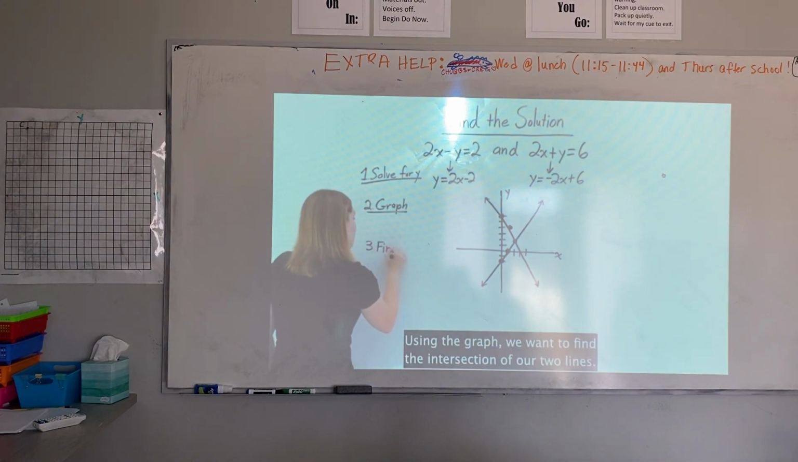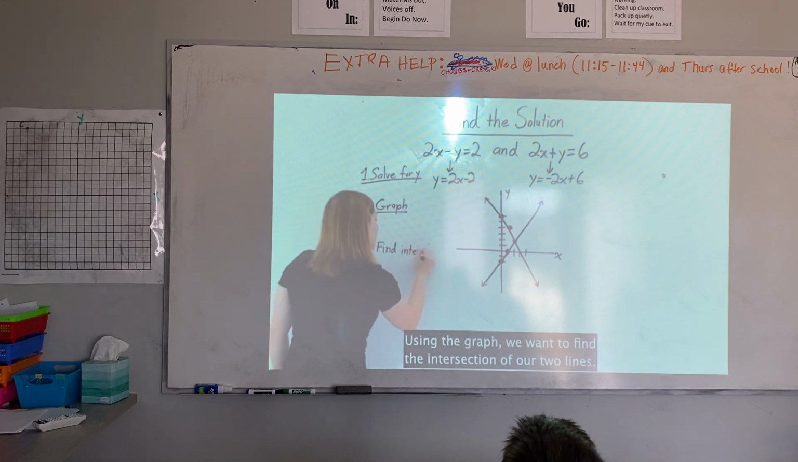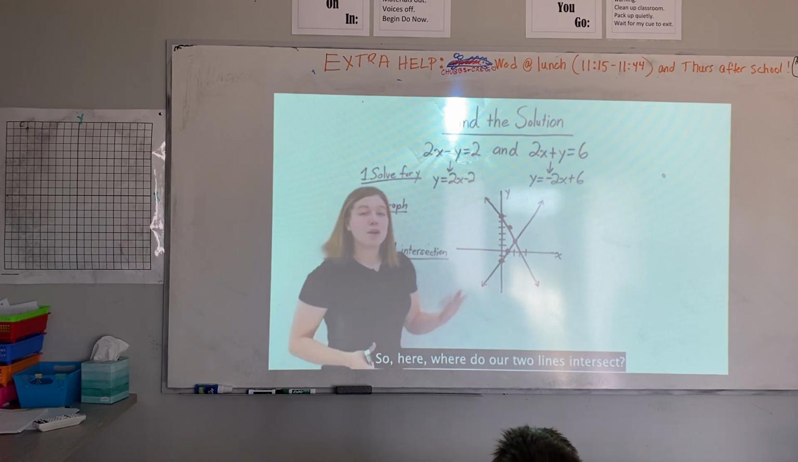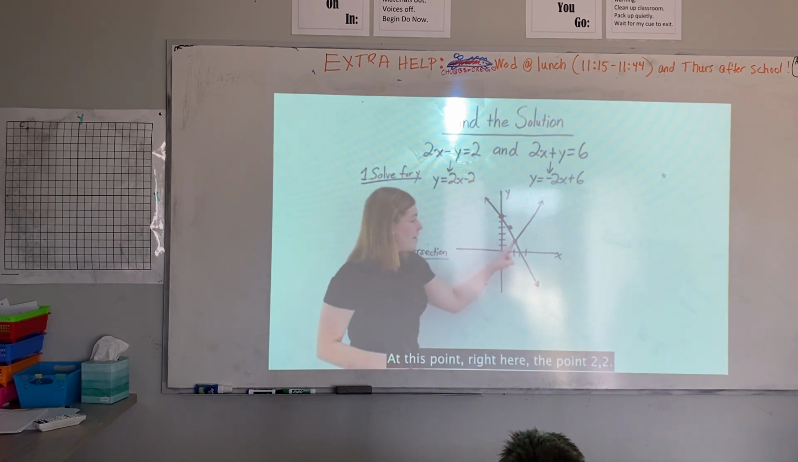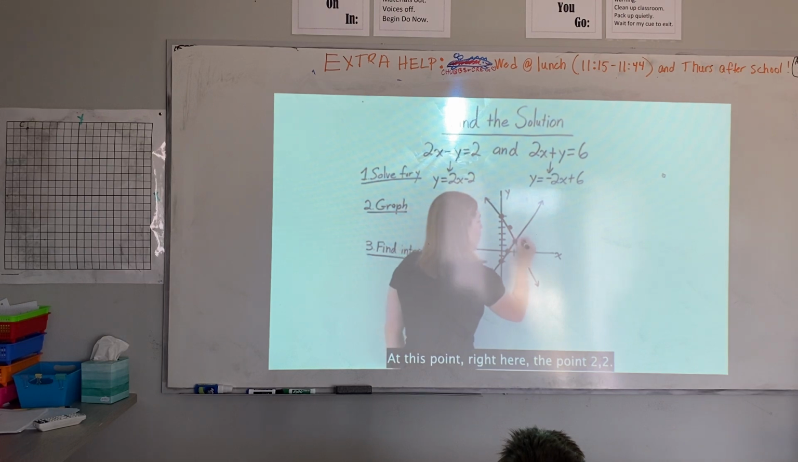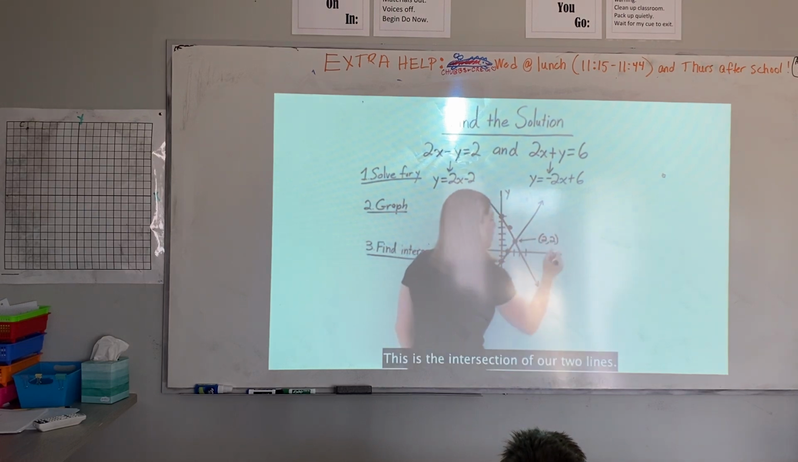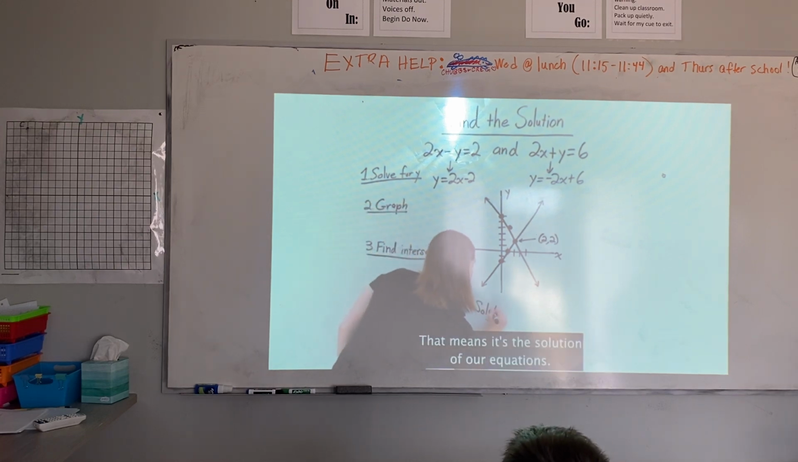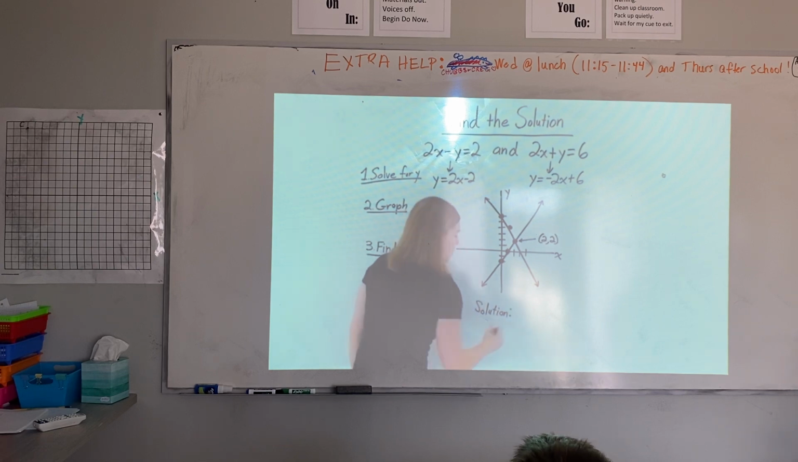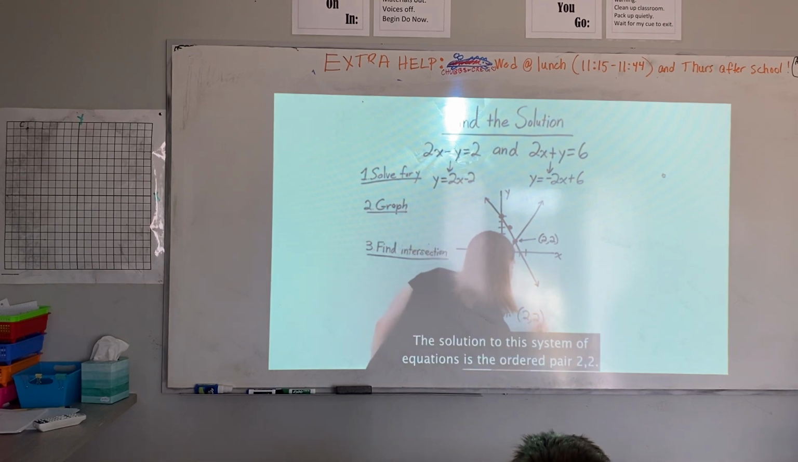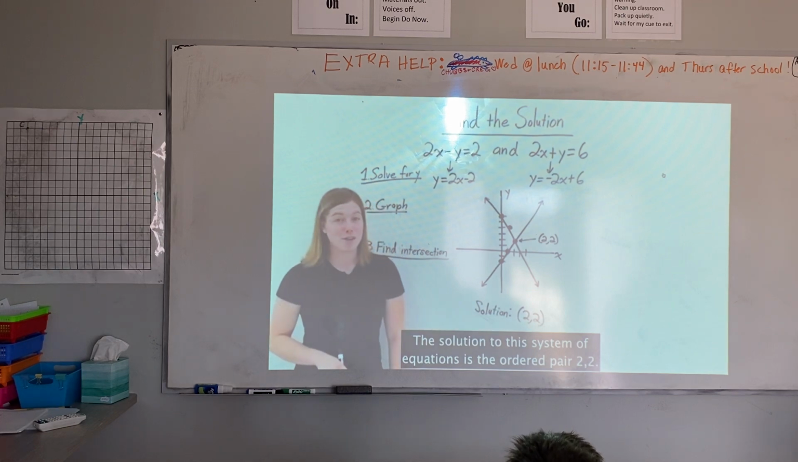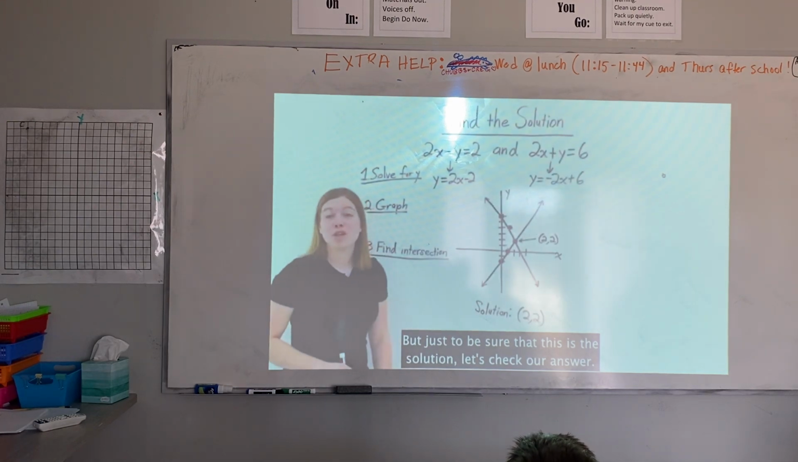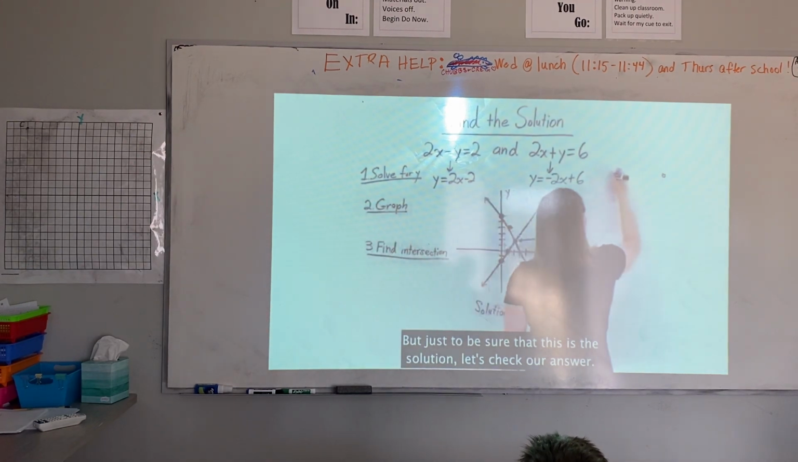Using the graph, we want to find the intersection of our 2 lines. So here, where do our 2 lines intersect? At this point, right here. The point 2, 2. This is the intersection of our 2 lines. That means it's the solution of our equations. The solution to this system of equations is the ordered pair 2, 2. It's the point on the graph where the 2 lines intersect. But just to be sure that this is the solution, let's check our answer.